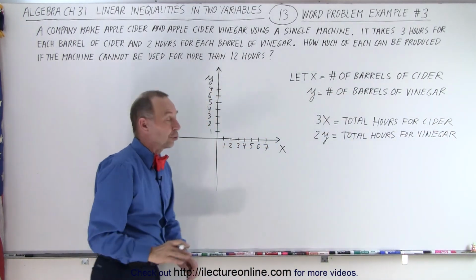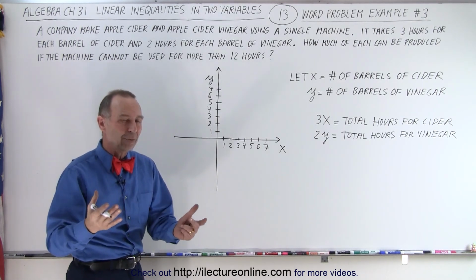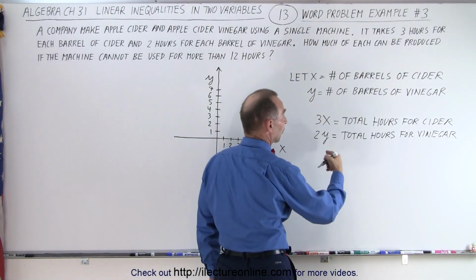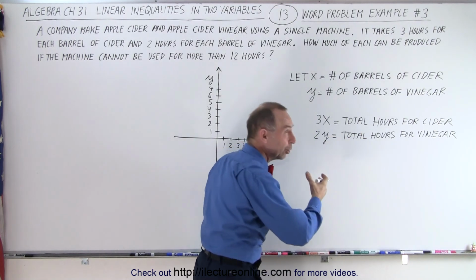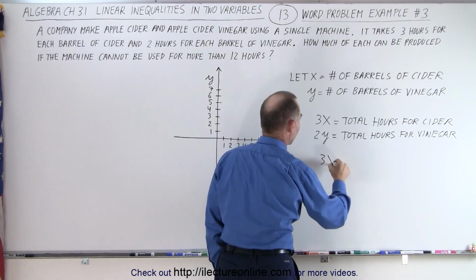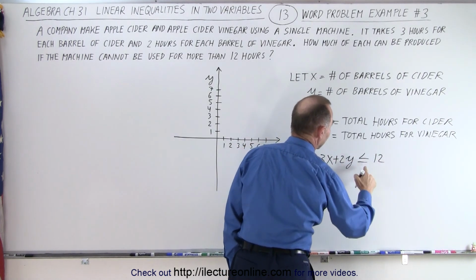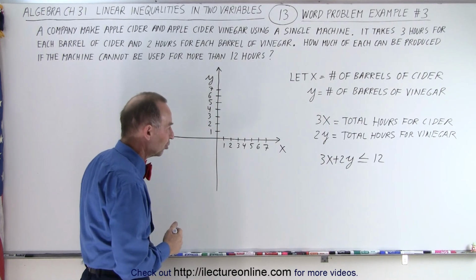Now we know that the total number of hours available on the machine is 12, so we cannot exceed that. It has to be less than or equal to 12. So the total number of hours for cider plus the total number of hours for vinegar must be less than or equal to 12. So 3x plus 2y must be less than or equal to 12. It's less than or equal to because we cannot exceed that number of hours on the machine.